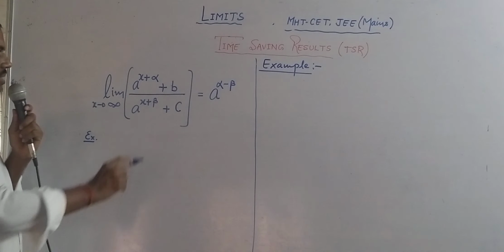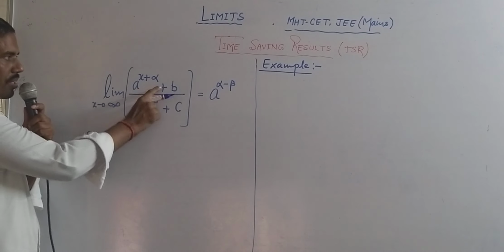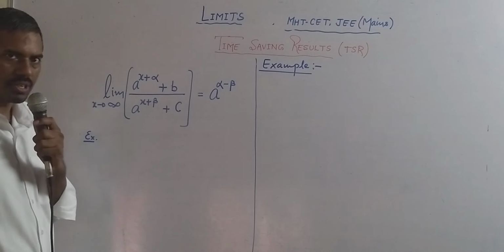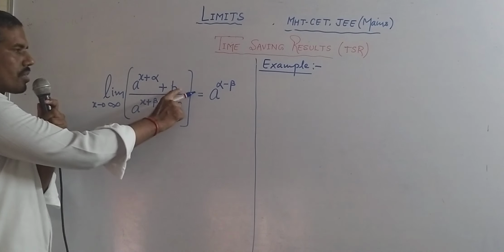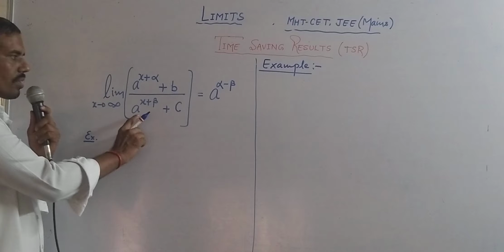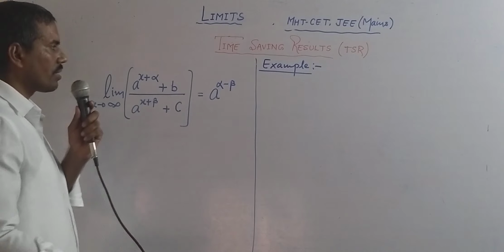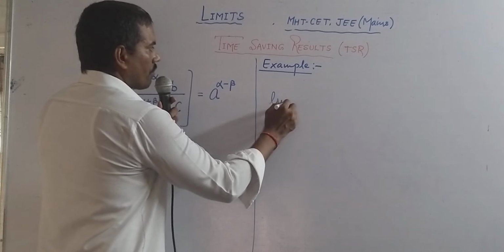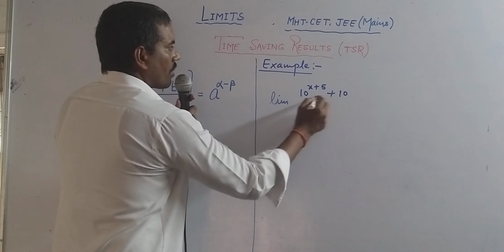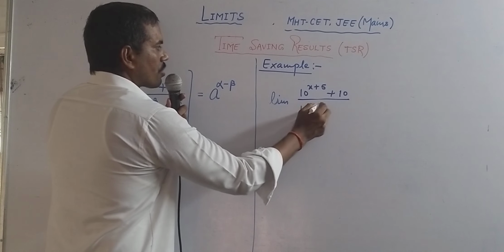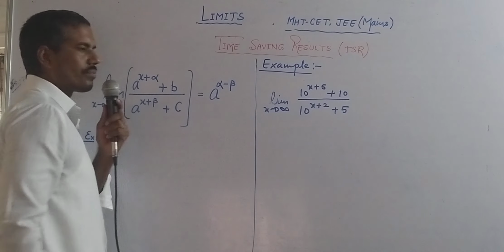If we observe our given fraction, there are two terms in the numerator and two terms in the denominator. In the numerator, the first one is an exponential function and the second one is a constant function. In the denominator, the first one is an exponential function and the second one is a constant function. If we write an example: limit of (10 to the power x plus 5, plus 10) divided by (10 to the power x plus 2, plus 5) as x tends towards infinity.